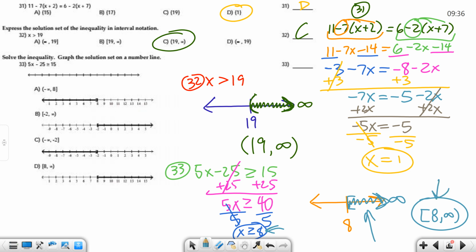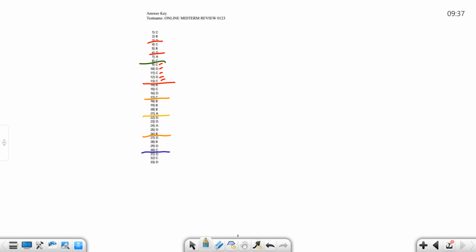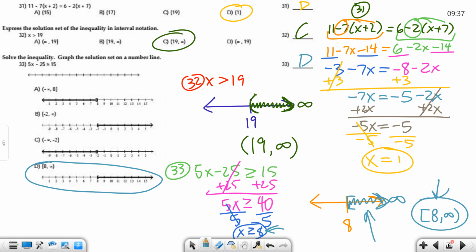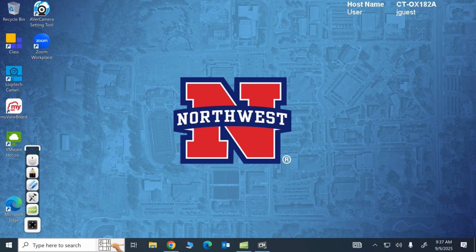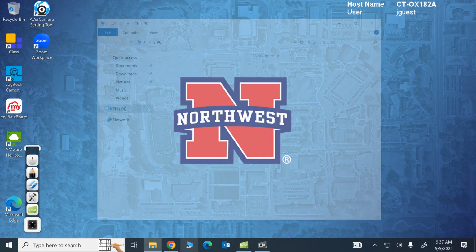So 8 to infinity with a bracket on the 8, that looks like D, doesn't it? Does my number line look the same? 8 with a bracket towards infinity, yep. So D is our final answer there, and I believe it was DCD for the last 3 anyway, and here it is DCD right down here, right? So that's all of them. We've checked them. I hope this helps, and this is the review for the midterm for beginning algebra.